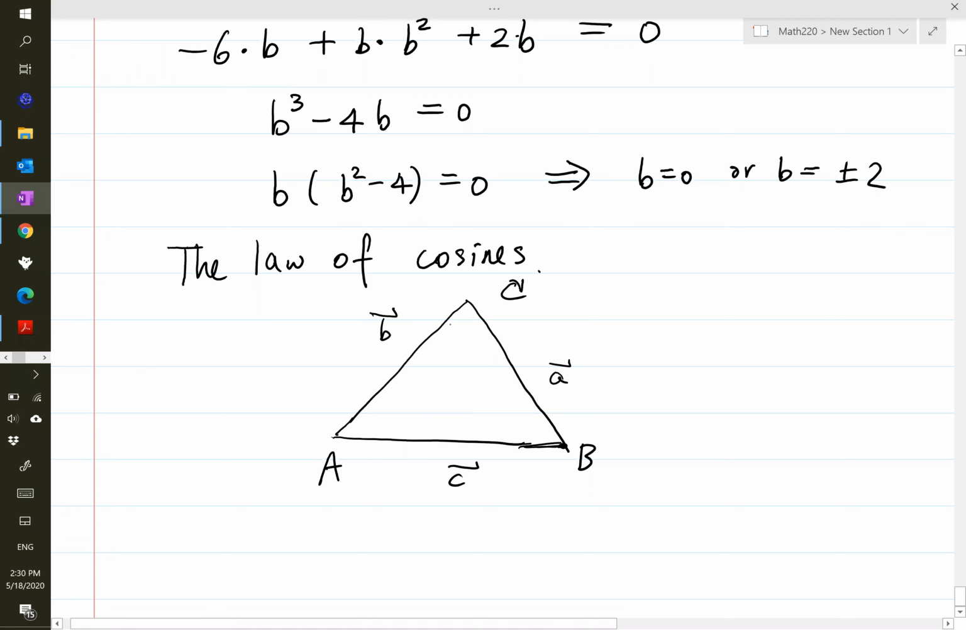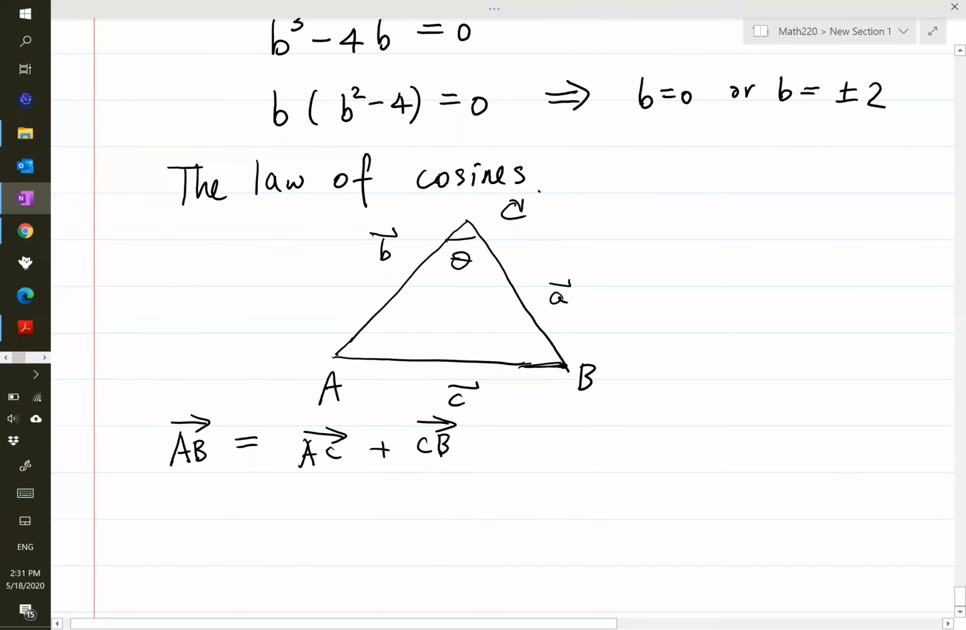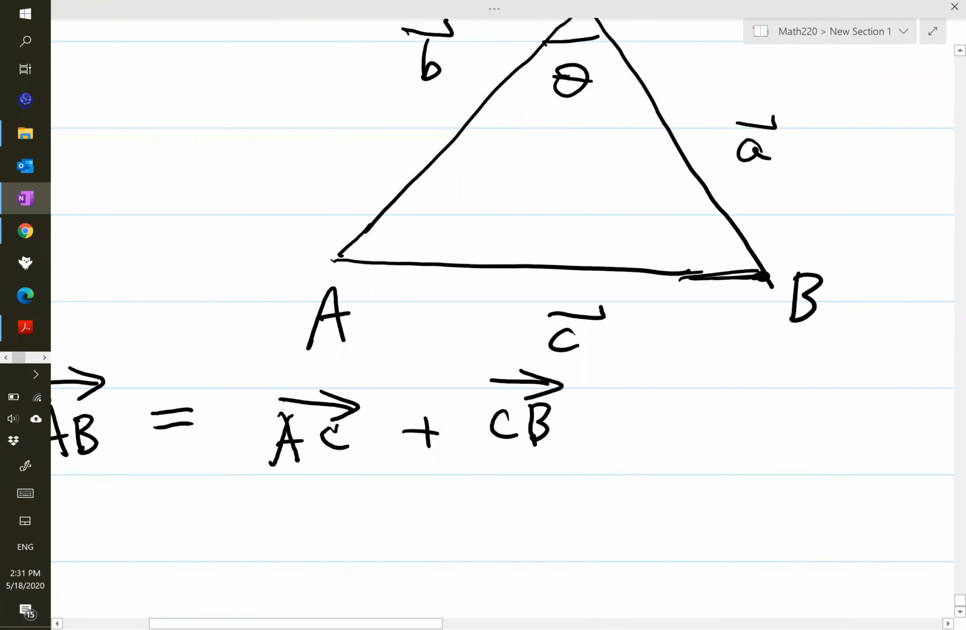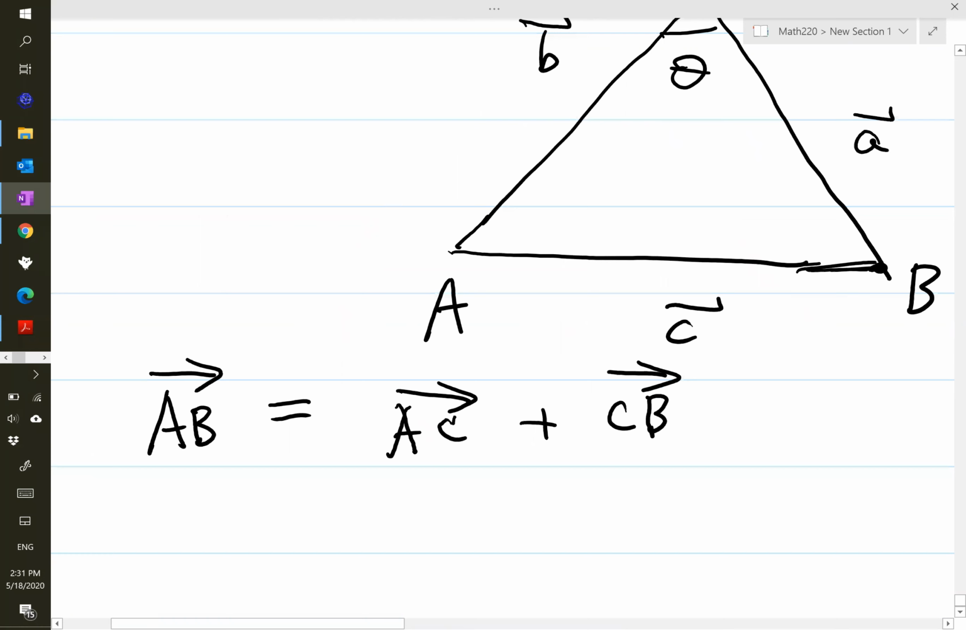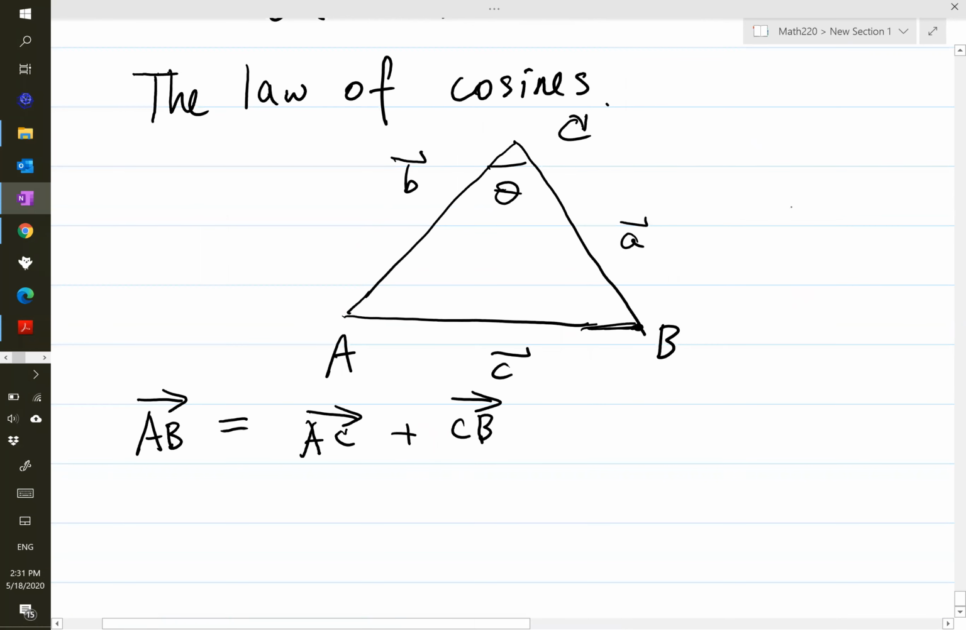Now we have AB. AB is AC plus CB. If two vectors' head and tail coincide, we can glue them together. So AC and CB, put them together, so we get AB.